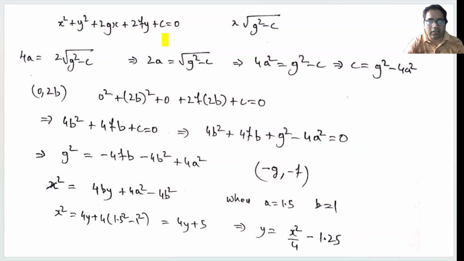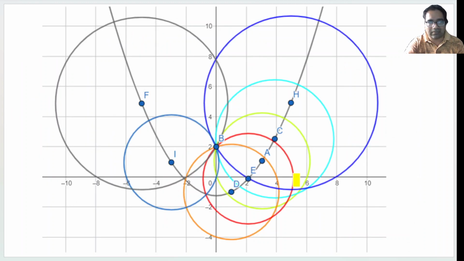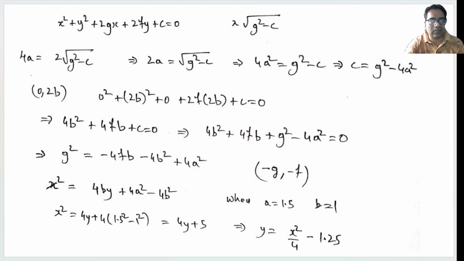Now, what is the length of the intercept? The length of the intercept, that is from this point to this point, we also know is 2 under root g square minus c.